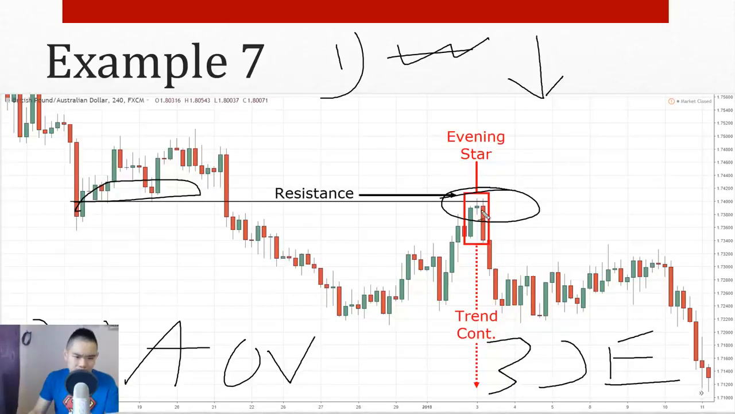Hey, what is this? This looks like an evening star. All right. So evening star, right? Market close higher. Second candle, somewhat of an indecision candle. And then third candle, market close lower. All right. So yes, all these 3 criteria are met.